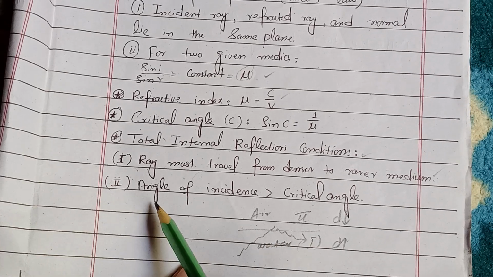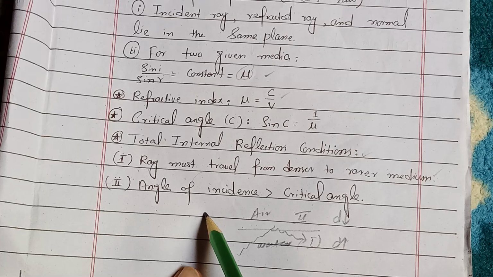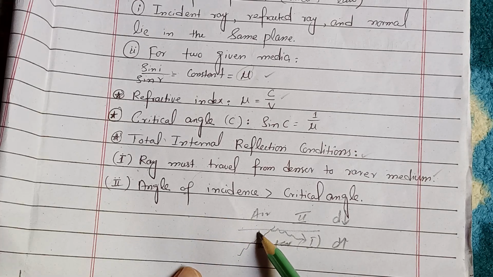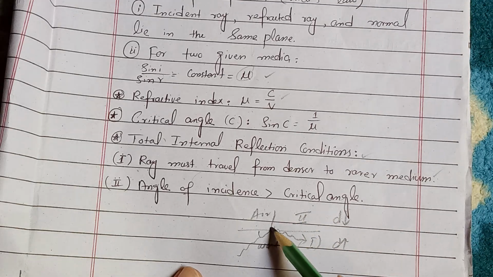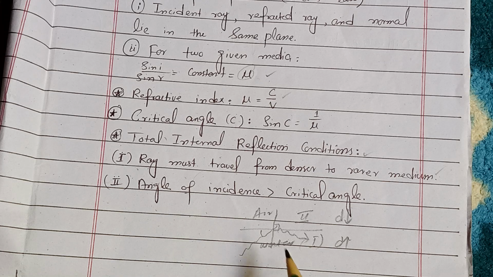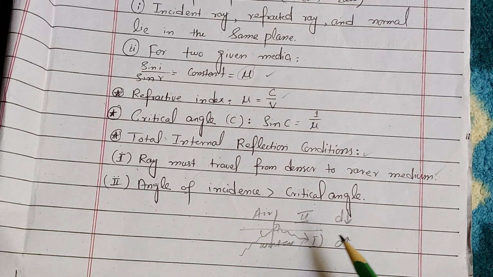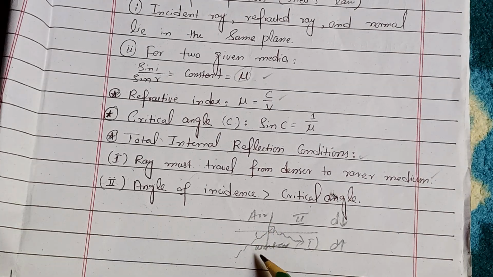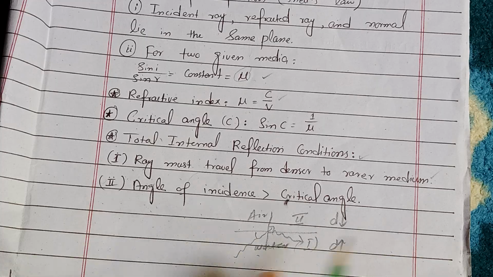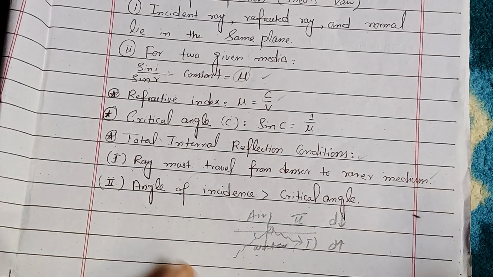And the next condition is that the angle of incidence must be greater than the critical angle. Here, the angle which the ray makes with the normal is the angle of incidence. So the next condition is that the angle of incidence must be greater than the critical angle.